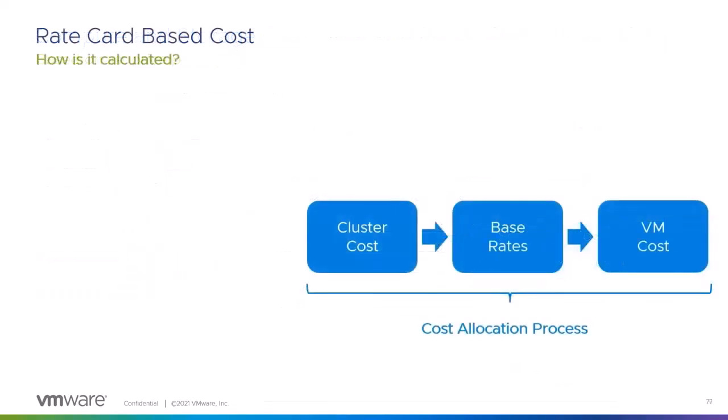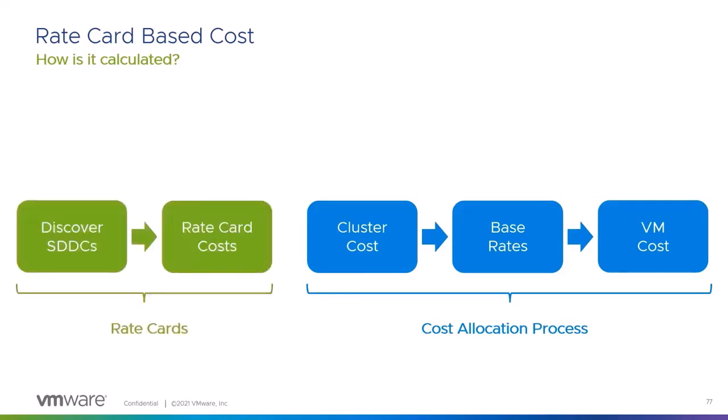So how does that fit into the VM cost calculation? So you see on the right, we still have the same process. We have the cluster cost, base rates to go into the VM cost. And then now what we do is we add in our rate card on the left. So we find our SDDCs, we look up our rate cards, and then from there, that feeds into our cluster cost. So we've connected the gaps again here. Now, basically, we derive our cluster cost from the rate cards, and then the same process works from the cluster on down to do the allocation of the cost.